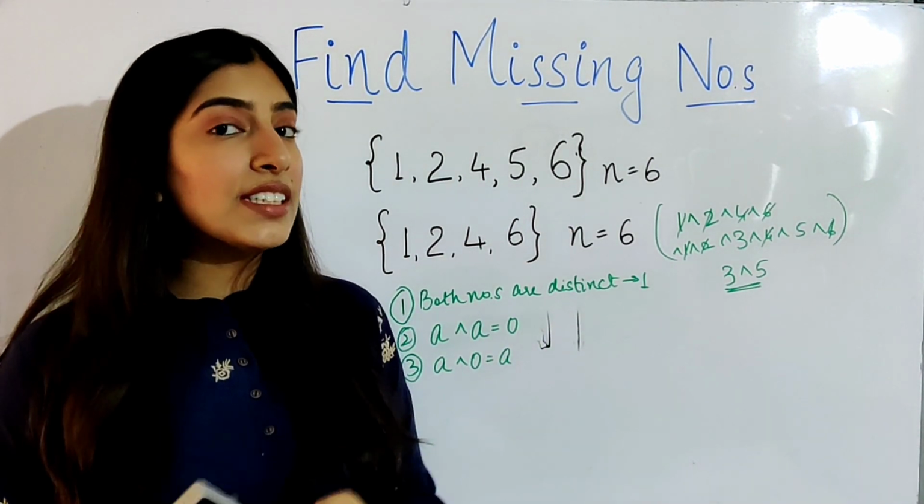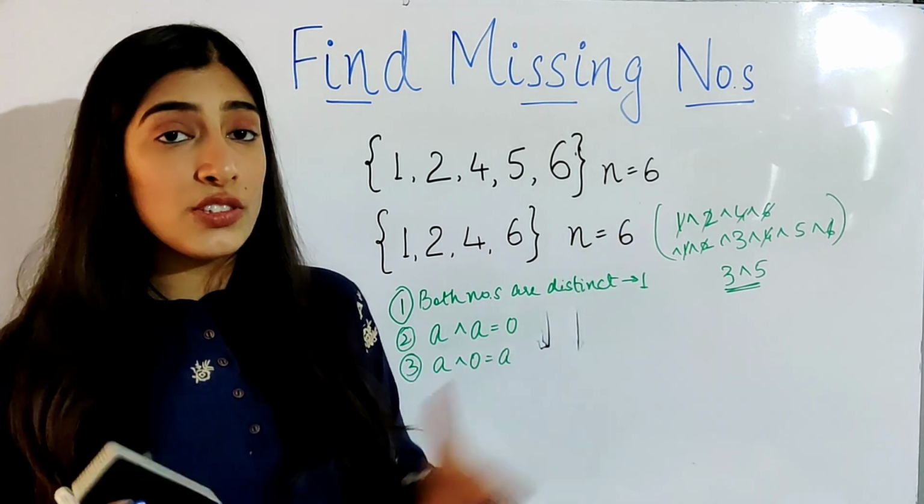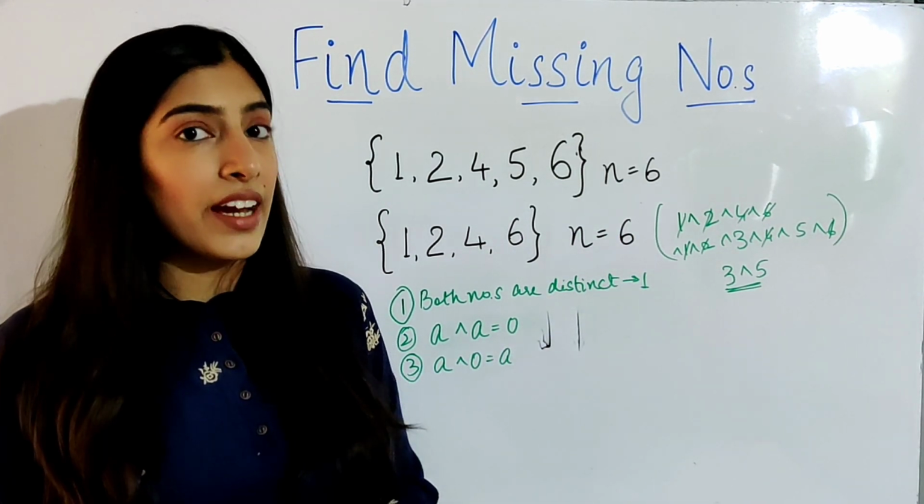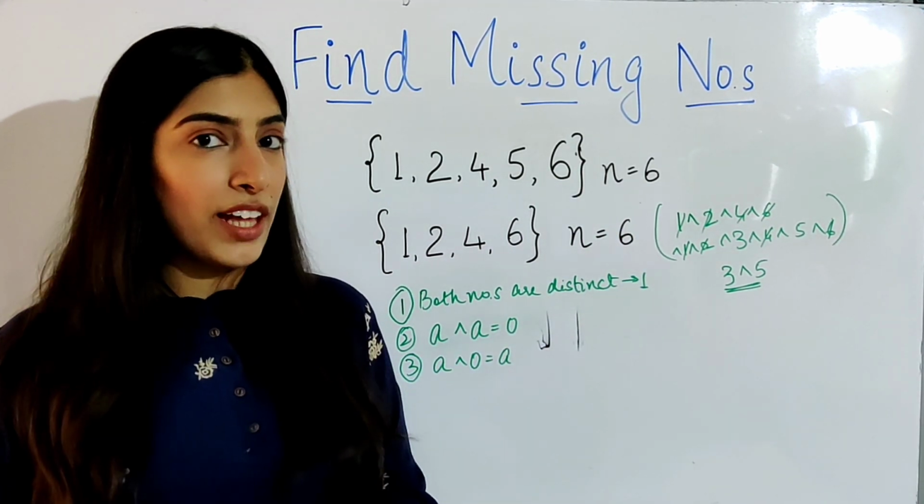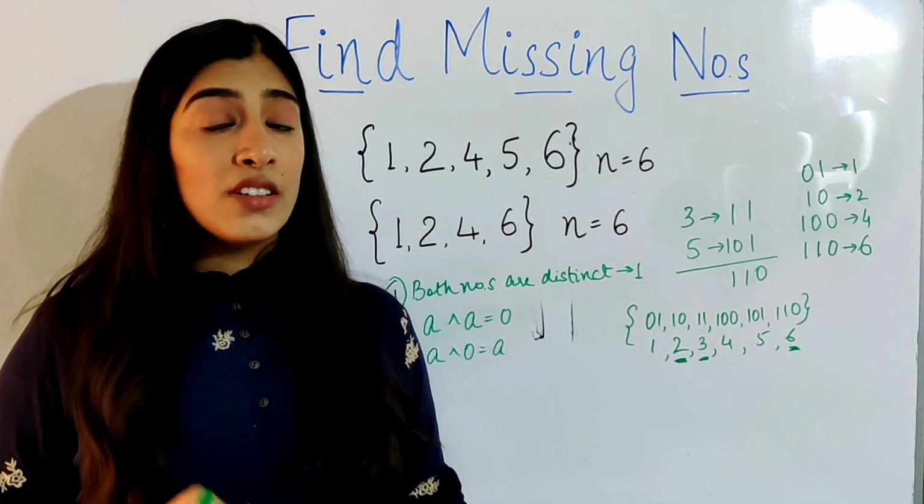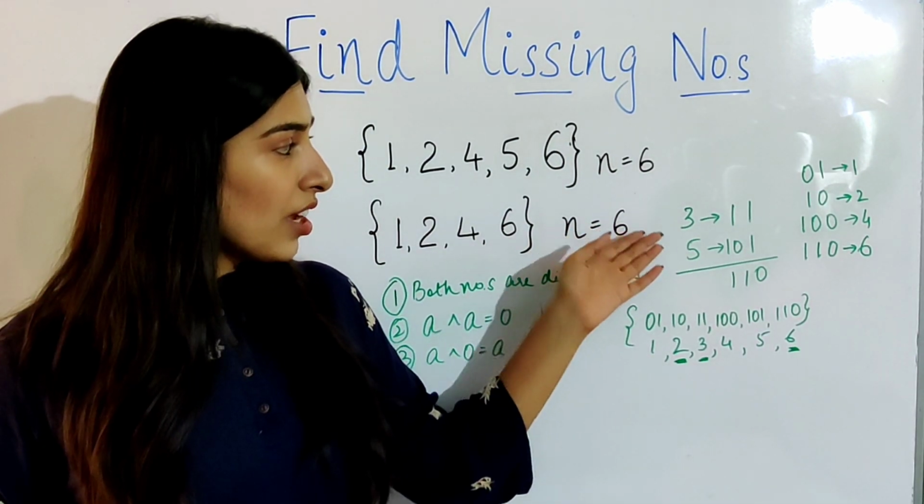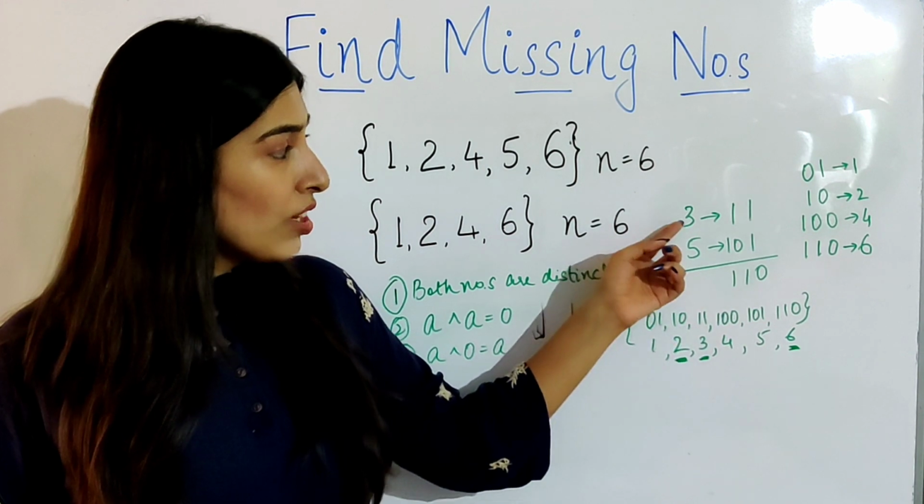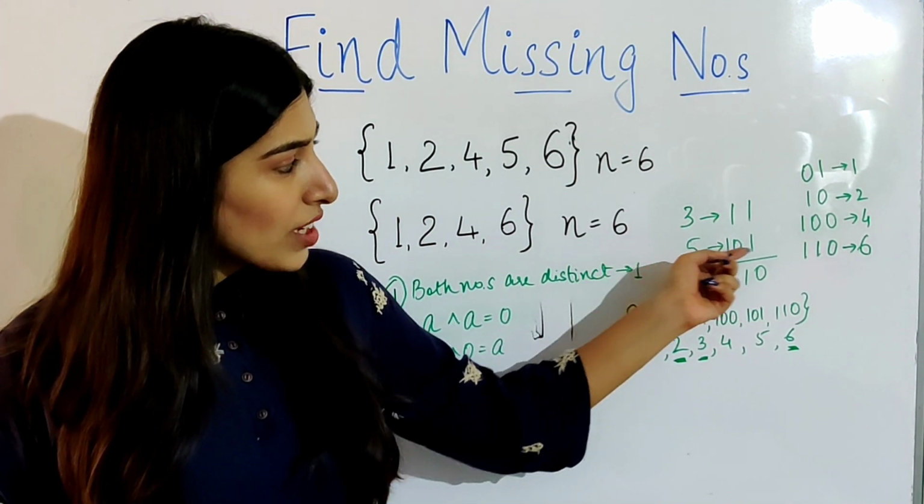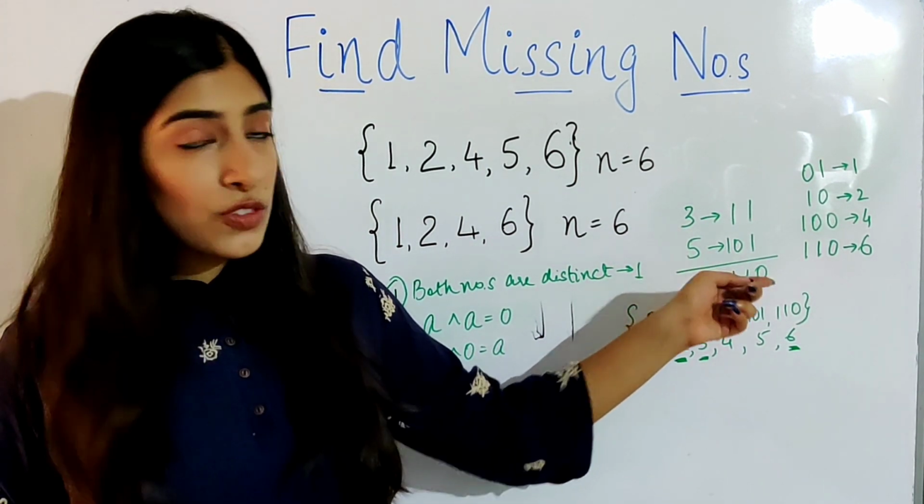But we don't know which are the exact numbers that are missing. We just know the XOR of those two values, right? How can we find the exact two values? Let's see how. So we got the value of 3 XOR 5, which was 110. 3 is 011 and 5 is 101, and the XOR result is 110.